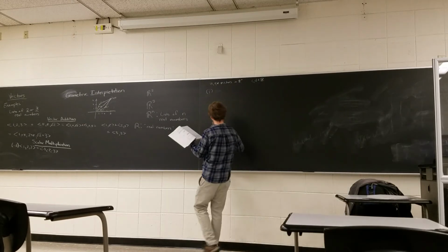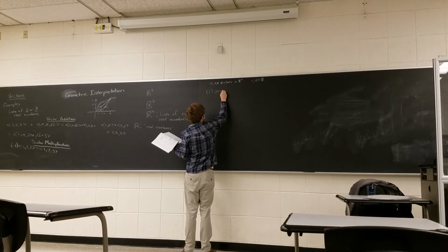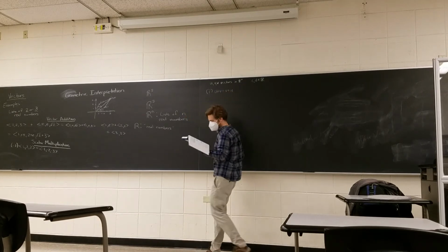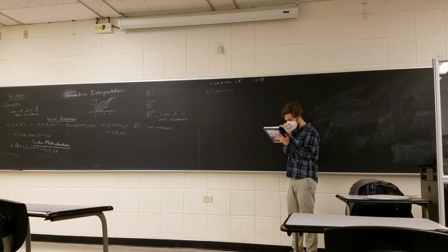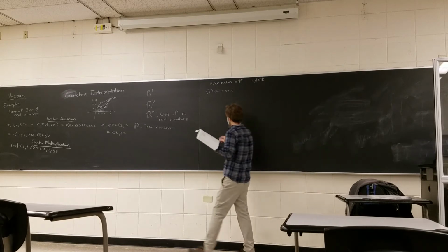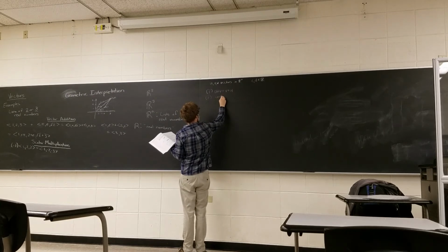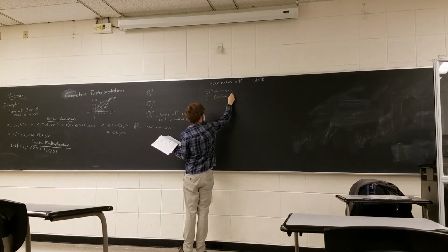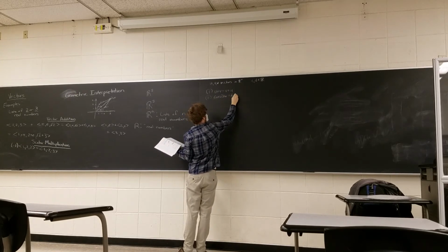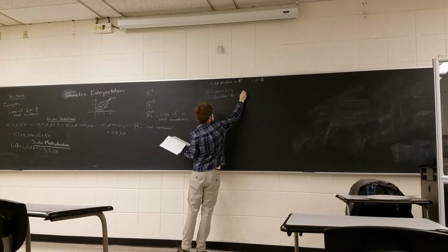Okay, the first property is that u plus v equals v plus u. That's what we talked about before, the commutative property. The second one, let's do it in the same order as both: u plus v, plus w, equals u plus v plus w.